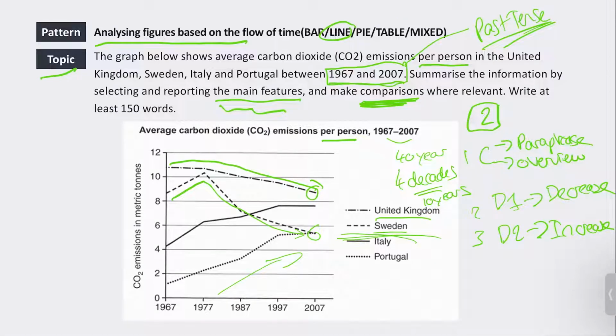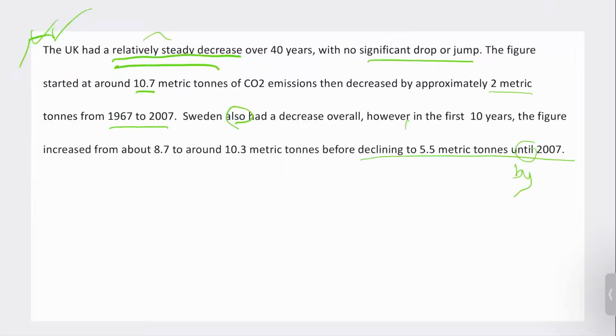Yeah, Sweden has gone down to 5.5 by 2007. So if they leave it as until 2007, that's kind of, are they doing 5.5 every year, like a decline of 5.5? That's the kind of impression it gives me. So you want to say by 2007.